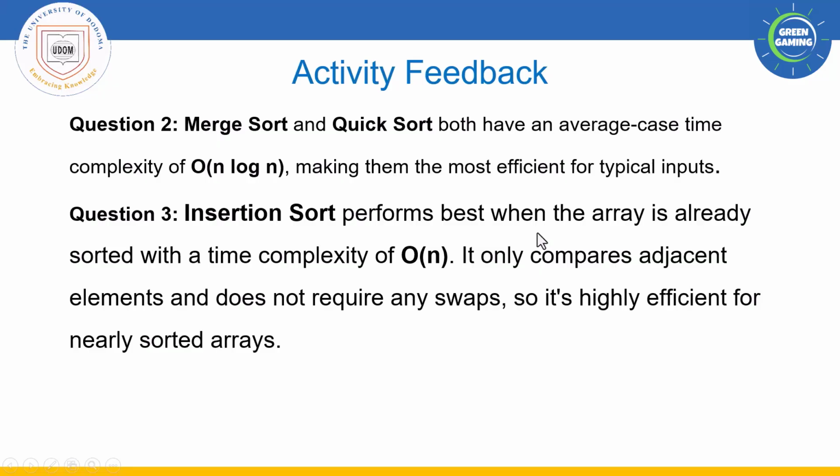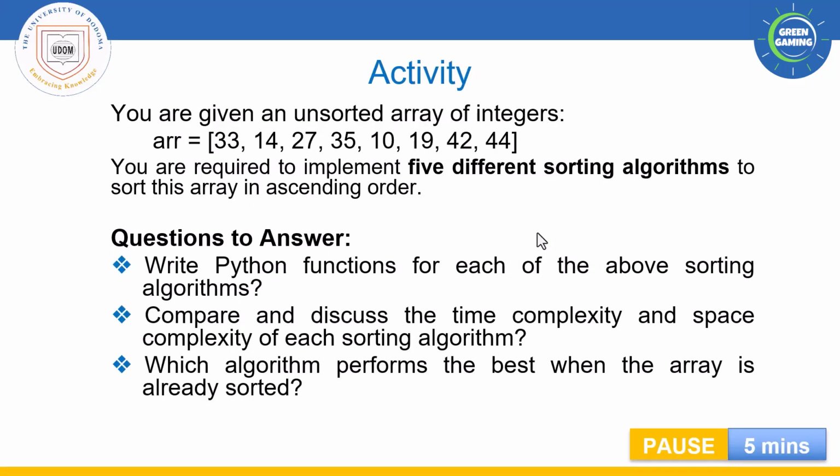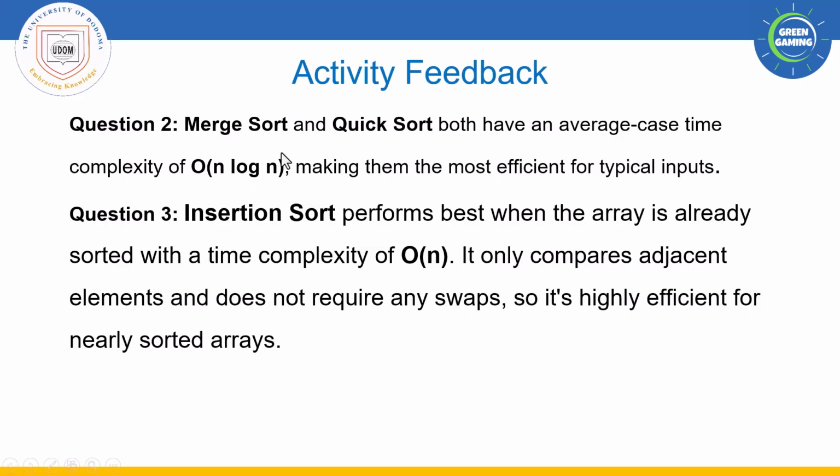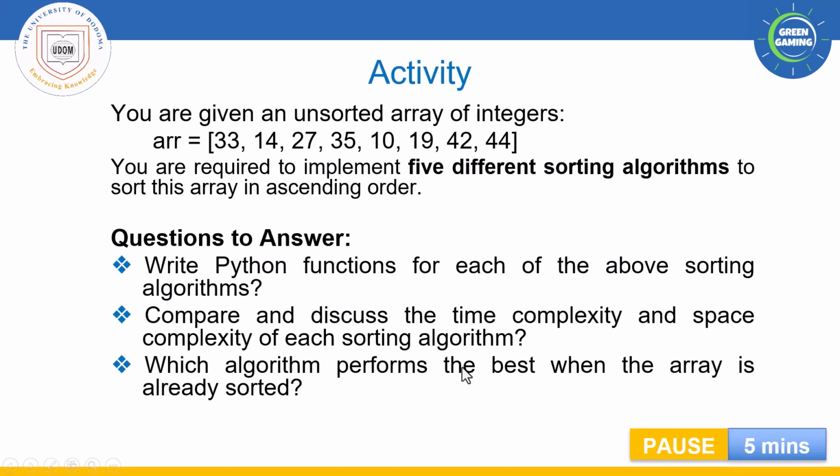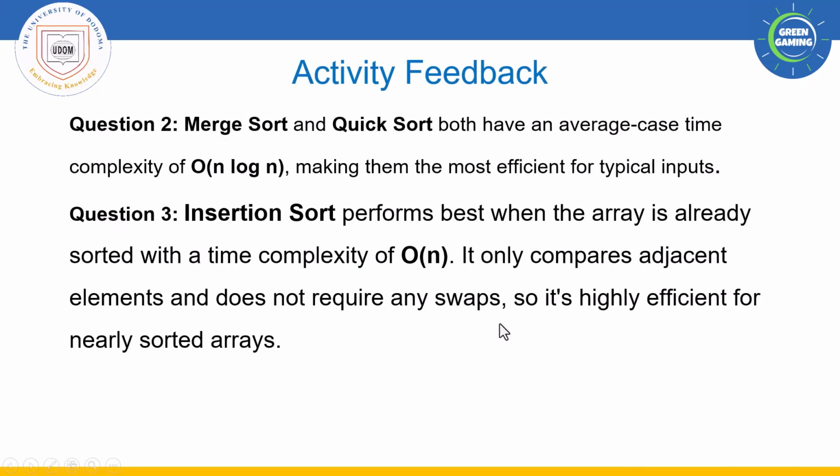Okay, so this is a simple activity feedback, which doesn't cover the first question. For question 2, where we compare and discuss the time complexity and space complexity of each sorting algorithm, merge sort and quick sort both have an average case time complexity of O(n log n), making them the most efficient for typical inputs. For question 3, insertion sort performs best when the array is already sorted, with a time complexity of O(n). It only compares adjacent elements and does not require any swaps, so it is highly efficient for nearly sorted arrays. Remember, in the worst case scenario, you might not want to use insertion sort.